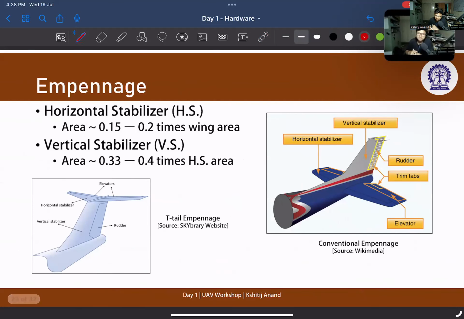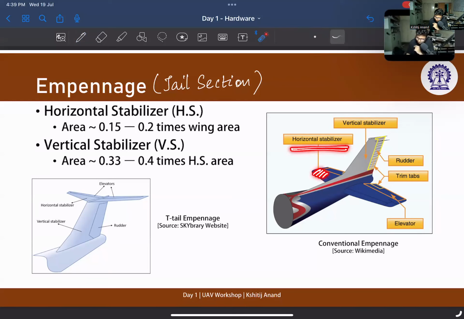Then comes empennage. Empennage is a fancy term for tail section. Okay, but I specifically mentioned the title as empennage because anyone who has been through workshops should at least be familiar with the basic lingo that is used in RC design or aircraft design. So this section is called empennage, the end of the aircraft or the tail section of the aircraft. And this portion, this part, so you can see it's already labeled. This is the horizontal stabilizer.